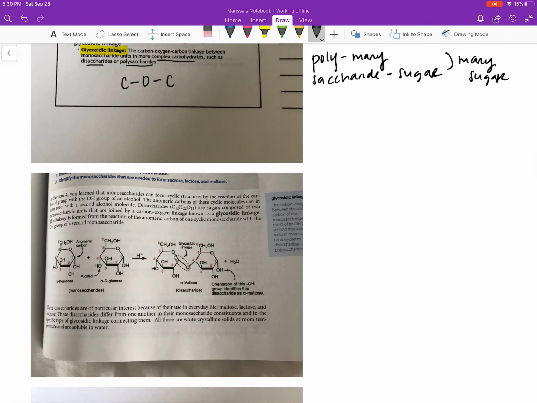So here is an image from your book, and it shows that we have an alpha D-glucose with another alpha D-glucose coming together. And so the reaction is going to occur between the anomeric carbon and the OH group on carbon number 4. So now if we look at what happens from left to right, we have the formation of a carbon-oxygen-carbon bond. And it forms between C1, ooh, that's not a good color on that. Let's erase that.